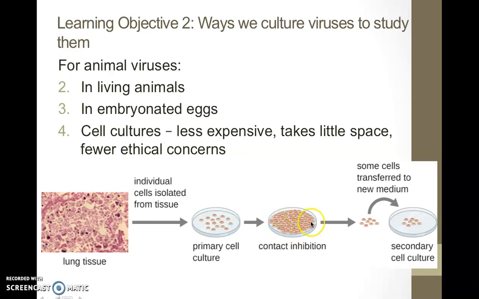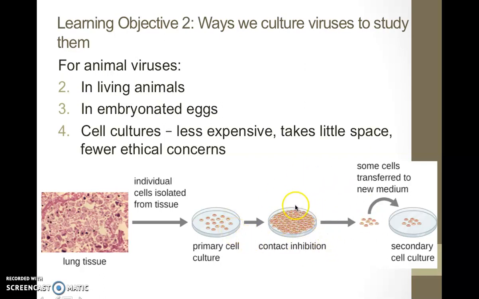So these would be human lung cells in a petri dish, and then you can use those living cells. You can take samples, fill more petri dishes with them, and then you can grow the virus with those types of cells. This takes very little space. It's less expensive. It's pretty rapid. There are fewer ethical concerns.